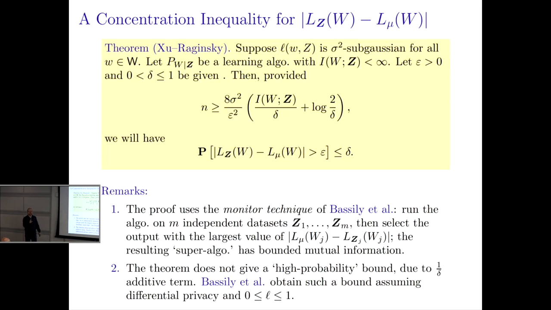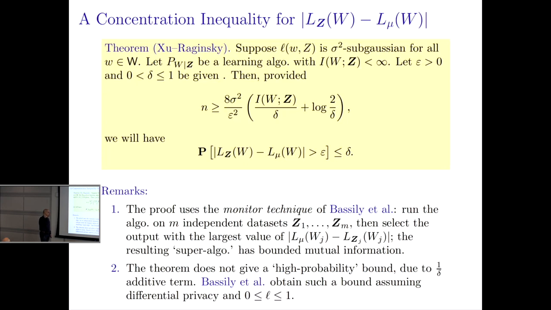I'm not going to give you the proof. If you've heard Adam Smith's talk, he mentioned something called the monitor technique. With the monitor technique of Bassily et al., you want to prove a statement about some algorithm, so you run it on independent copies and post-process the outputs in some way. In the original Bassily et al. paper, they apply the exponential mechanism of McSherry and Talwar, and then use some statements about differential privacy of that. We do the same thing here, except we don't use the exponential mechanism. We simply post-process. It's a fictitious thing because we don't know mu, but suppose a genie that knew mu could run this algorithm on m independent data sets, end up with w1 through wm, and then pick the one on which this absolute value is the largest. This super algorithm still has mutual information of about m times the mutual information of the original algorithm, by independence. So it's also stable.